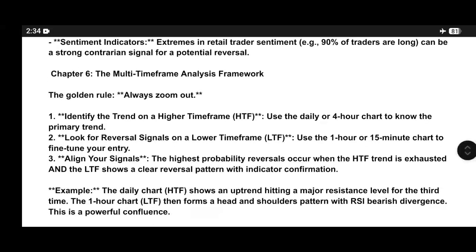Number 2 is look for reversal signal on a lower time frame. Use the 1 hour or 15-minute chart to fine-tune your entry. Number 3 is this: align your signal.